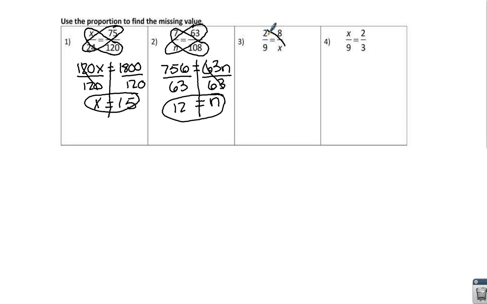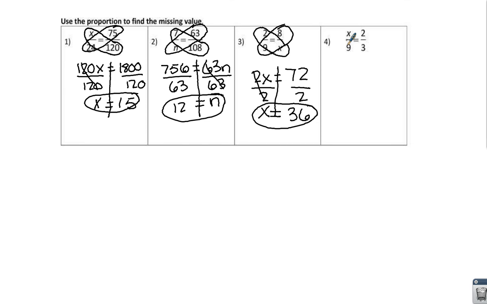Okay, moving on. So we're going to cross multiply. 2 times x is just 2x equals 9 times 8, and 9 times 8 is 72. It's just like an equation. We have 2x. 2 and x are multiplying. The opposite of multiplication is division. Divide both sides by 2. Cross out what you use. Bring down what you have left. 72 divided by 2 is 36. So x equals 36.